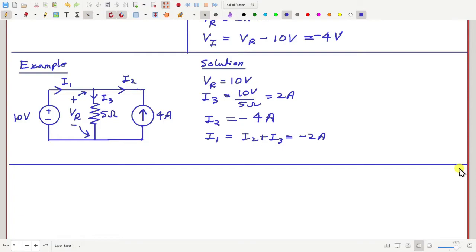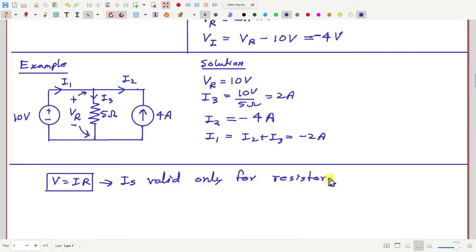See, this is actually a very common confusion which many people have, that V equal to IR, this relationship is valid only for resistors, is valid only for resistors.